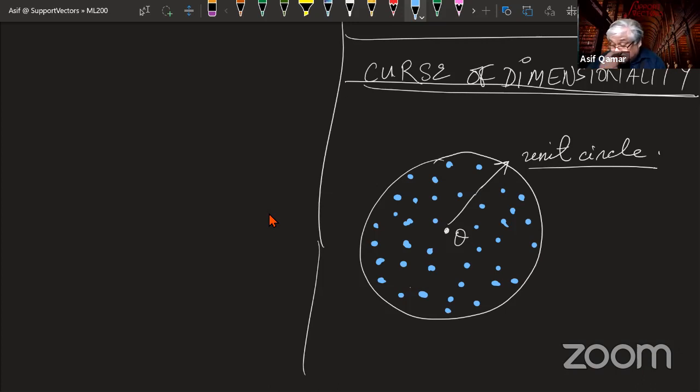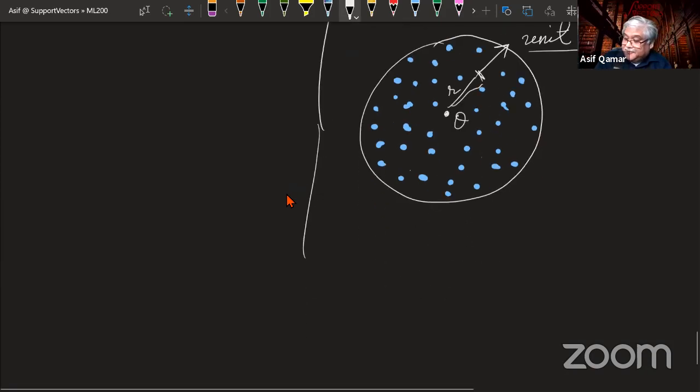They're uniformly distributed. And I ask you this question: how far do you have to go to meet half your friends? So you say, well, that's very easy. Let us say that the distance I have to go is a distance r. So you have to go a distance r.